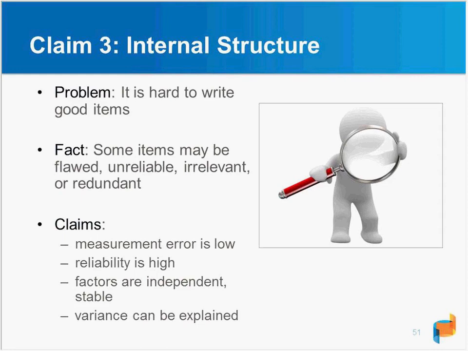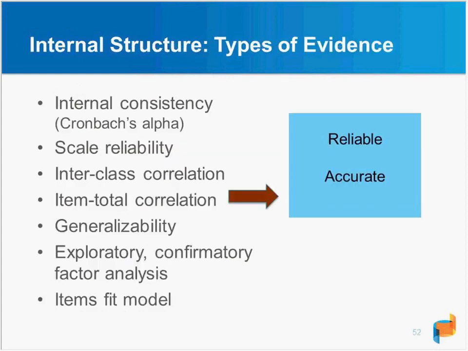Many different types of claims may be advanced to test an instrument's internal structure. The most pertinent ones are that measurement error is low and reliability is high, that items meant to measure the same construct are related, and that factors are stable and explain a high proportion of overall variance. Again, there are many different statistical techniques that are used to investigate the internal structure of an instrument. And by now, hopefully, some of the ones listed on this slide will be sounding familiar to you.